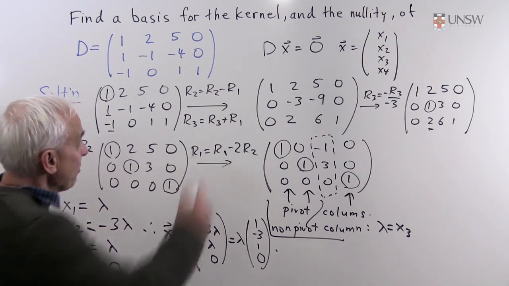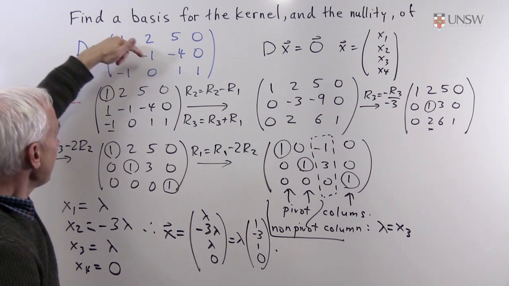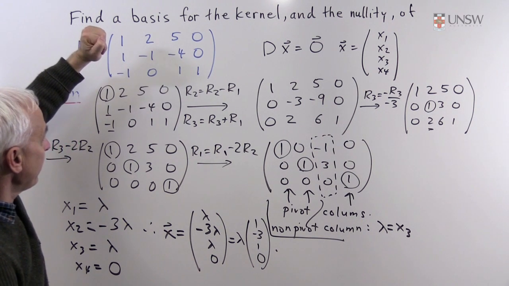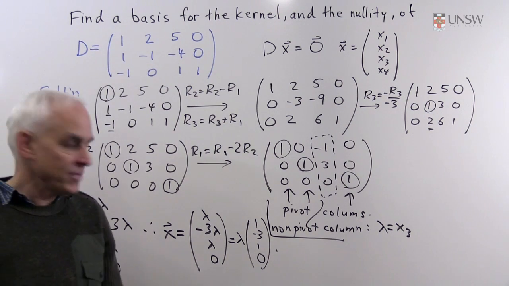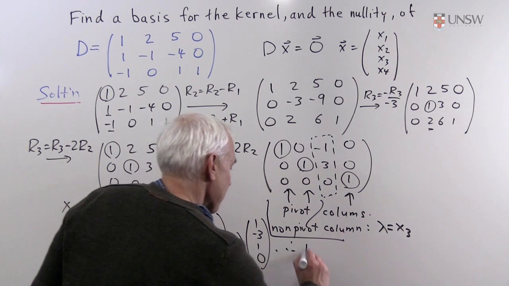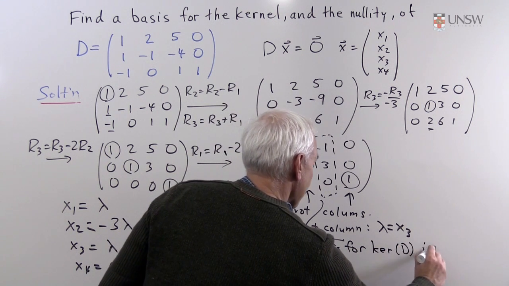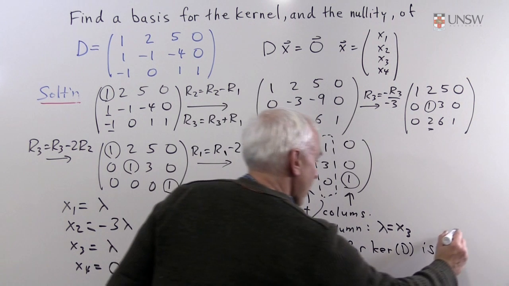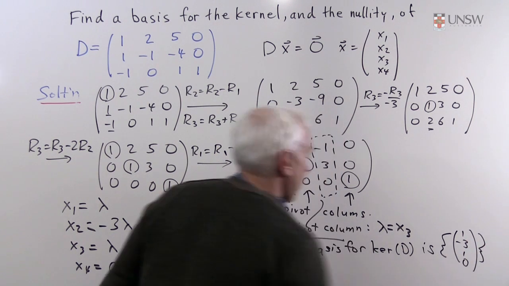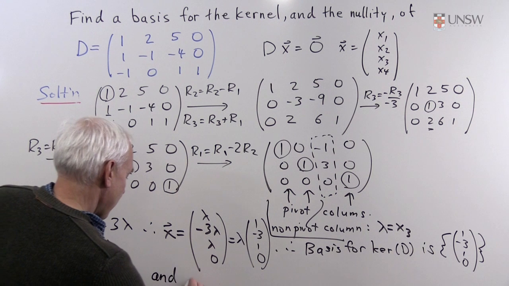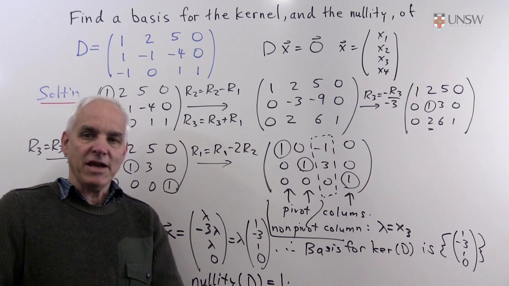And let's just check that quickly. If we multiply by (1, minus 3, 1, 0), 1 minus 3, 1, yes, that'll sum to 0. 1 times minus 3 plus 1, yes, that'll sum to 0. And 1 minus 3, 1, 0, yes, that'll sum to 0. So that does work. So a basis for the kernel of D is, well, just this vector, (1, minus 3, 1, 0). And the nullity of D is the number of elements in that basis, which is 1.